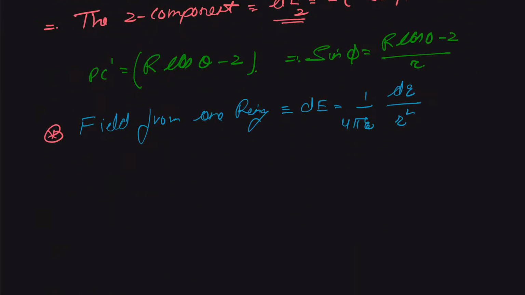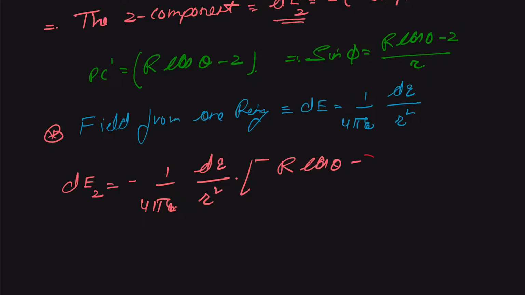And so we can say that this field in our z direction will be equal to minus 1 upon 4 pi epsilon naught, dq upon r square, multiplied by sine of phi, which is r cos theta minus z upon r square. So this is our electric field in the z direction.